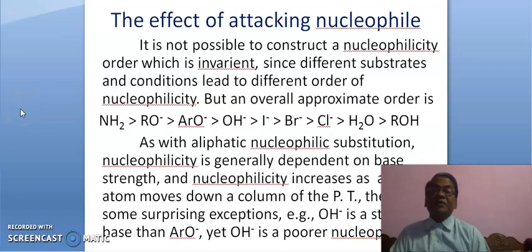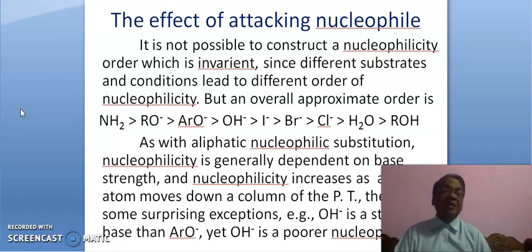Okay, friends. Now, third and last one is the effect of attacking nucleophile. Friends, if nucleophile is stronger and stronger, then it will attack rapidly and readily, leading to the nucleophilic substitution rapidly, fastly. Okay.